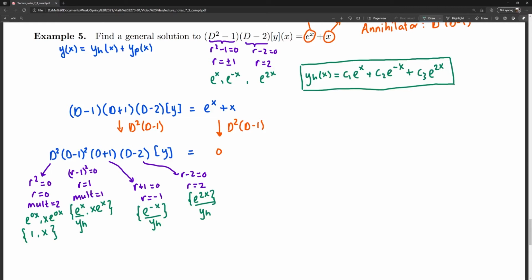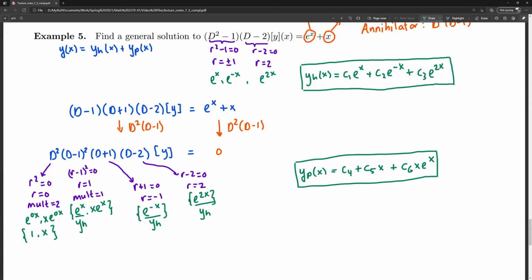So that means that our particular solution of x is of the form c4 times 1 plus c5 times x plus c6 times x e to the power x. So that's our second part of our general form.